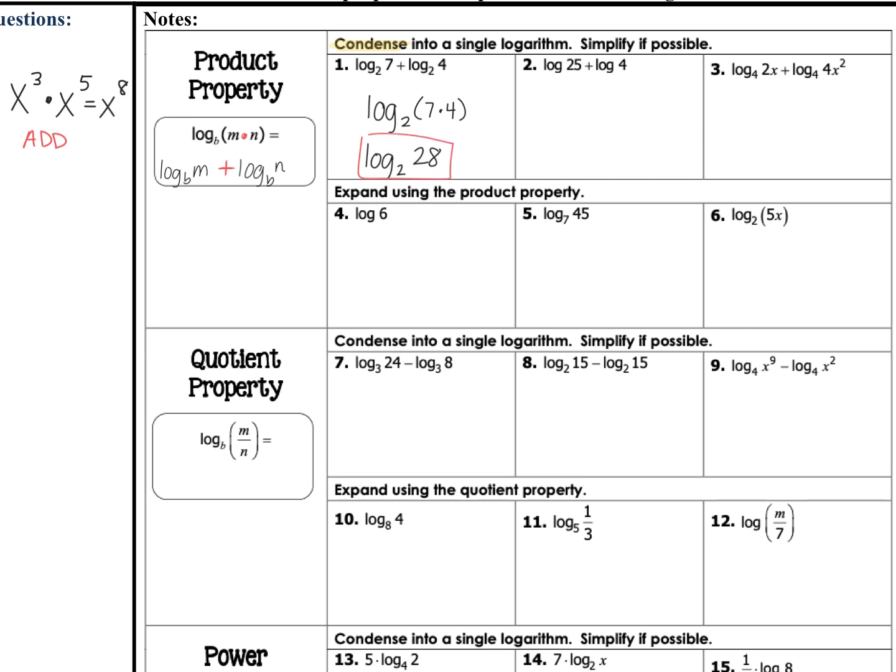Yep. So you would simplify it if you can. If you can do that multiplication or division or whatever you got, in this case multiplication, then please do it. Okay, so on number 2, this time we have, again, a plus sign, so multiply. There is not a base there. We talked about this yesterday. If there's a base that is missing, what base is there? 10, log base 10. That's the common log. So log base 10, and it is 25 times 4. You can simplify that. That becomes log base 10 of 100.